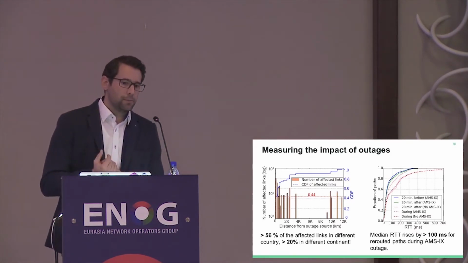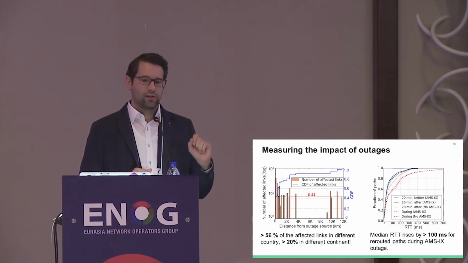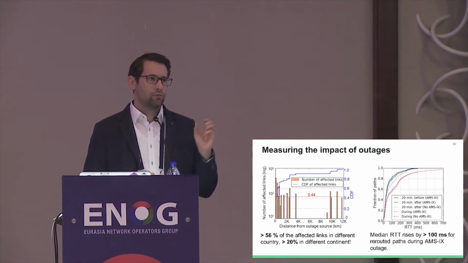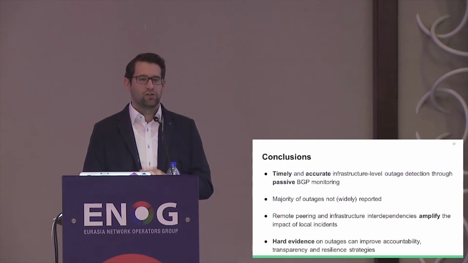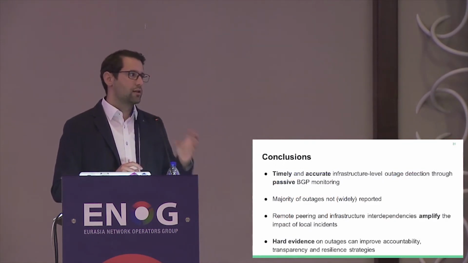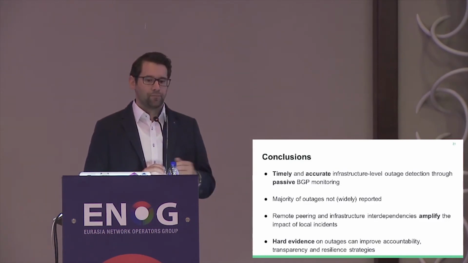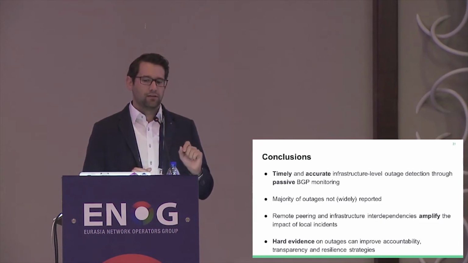So let me conclude. We built a system which timely and accurately infers infrastructure level outages through passive BGP monitoring. The majority of the outages is not widely reported. So basically we find outages that are not common knowledge. And remote peering infrastructures and interdependencies may amplify the impact of local incidents.